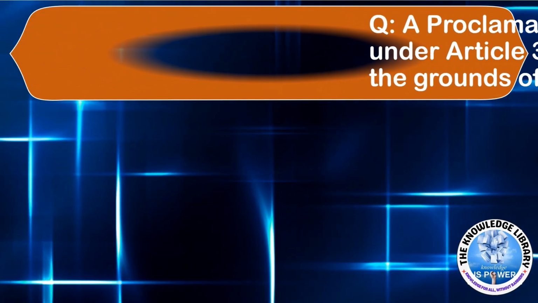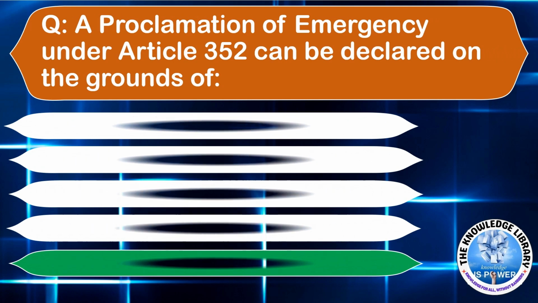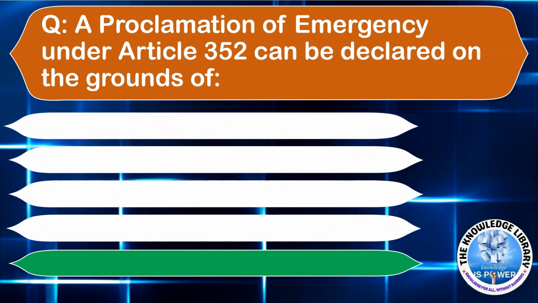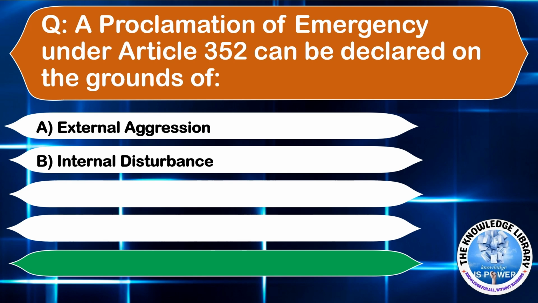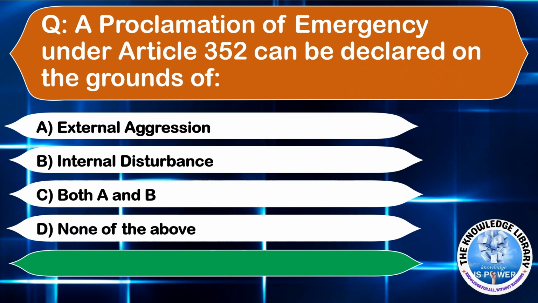The next question is, the proclamation of emergency under Article 352 can be declared on the grounds of, option A, external aggression. Option B, internal disturbance. Option C, both A and B. Option D, none of the above. Correct answer is option C, both A and B.